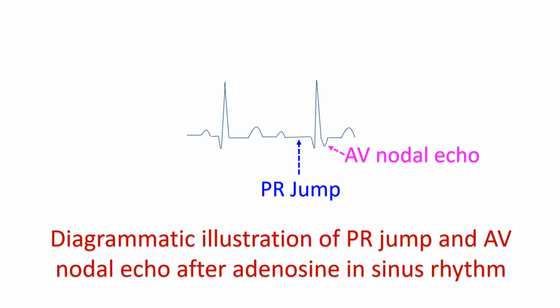A positive adenosine test identified by a PR jump had a specificity of 94% and positive predictive value of 96% in one study.